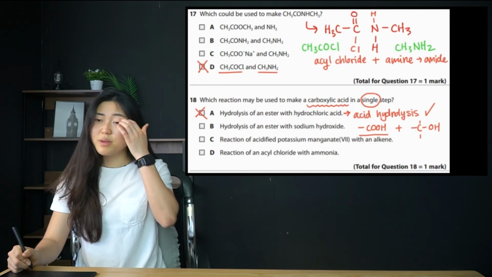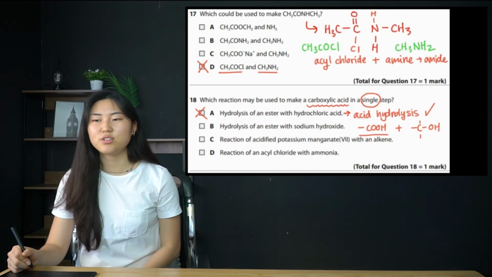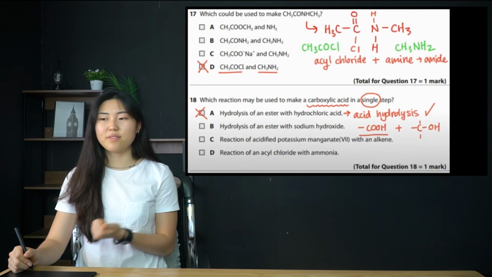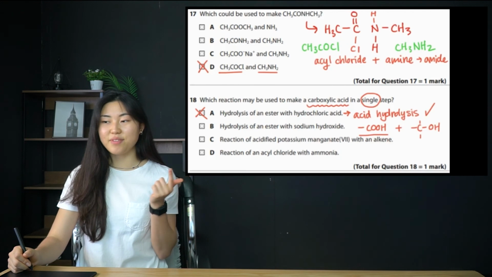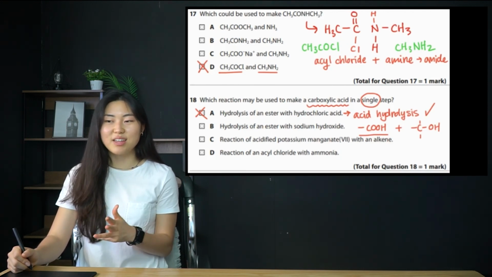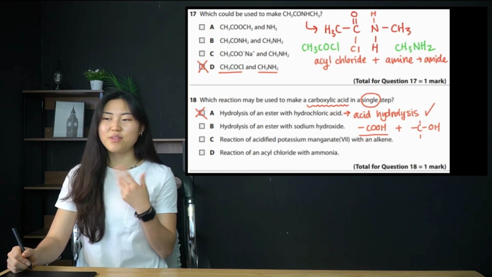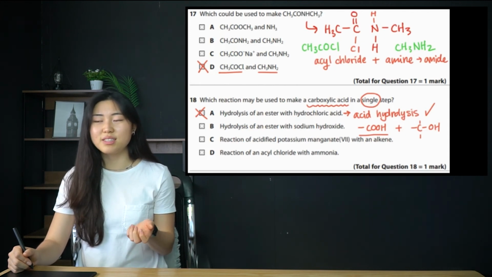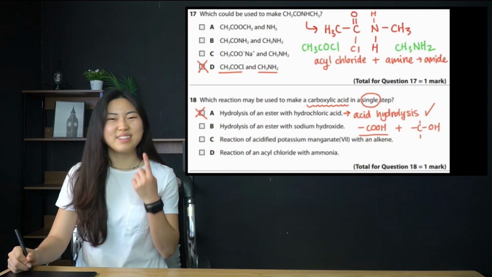So I was a little bit skeptical about this one because if you hydrolyze it with hydrochloric acid, you're going to have hydrochloric acid in there, the carboxylic acid, the alcohol, and the unhydrolyzed ester in there as well. So technically you need another step of purifying it and extracting just the carboxylic acid. But oh well, A is closest to the answer of a single step.